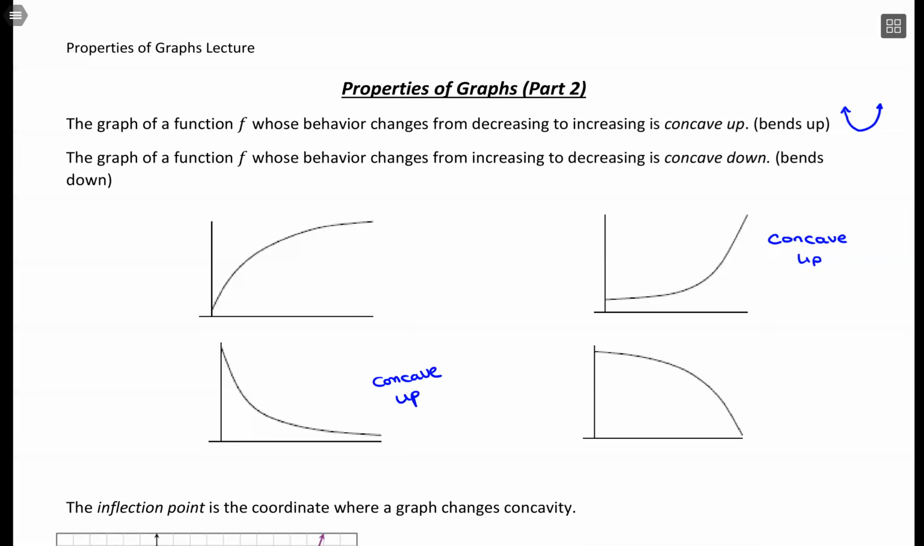And then concave down is where it's bending downwards. So something that might have this kind of trend, but again, you could just see sections of it, but kind of bending down, those two would be concave down.